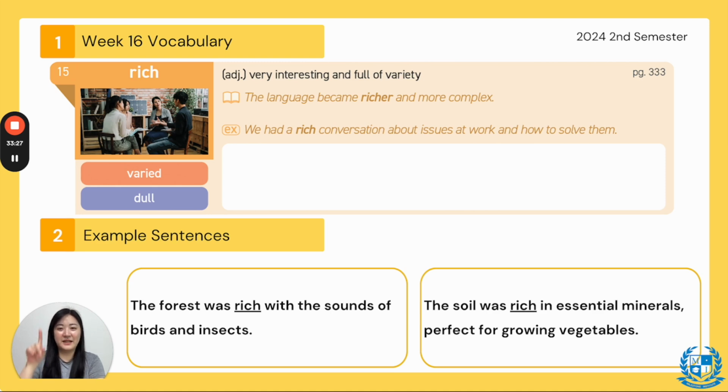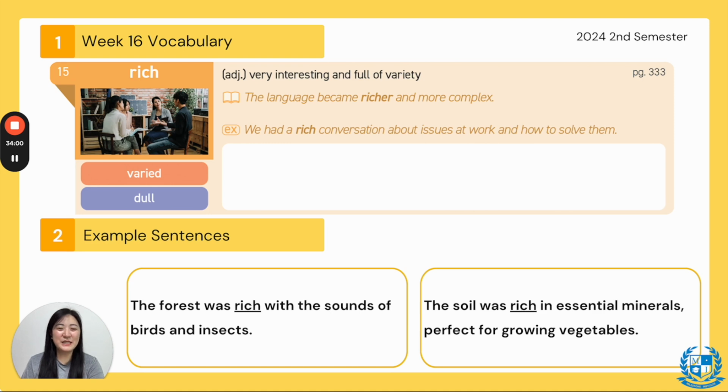Example, let's read together. 1, 2, 3. We had a rich conversation about issues at work and how to solve them. Meaning our conversation was very good. It wasn't boring, it wasn't dull, but it had a lot of varied and very interesting ideas to talk about. Over here, it says, the forest was rich with the sounds of birds and insects. So it's very interesting, full of variety. I can hear the birds chirping. I can hear the crickets cricketing.